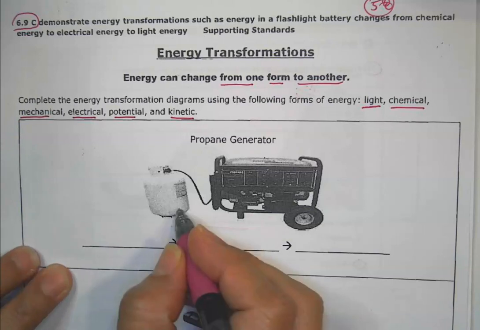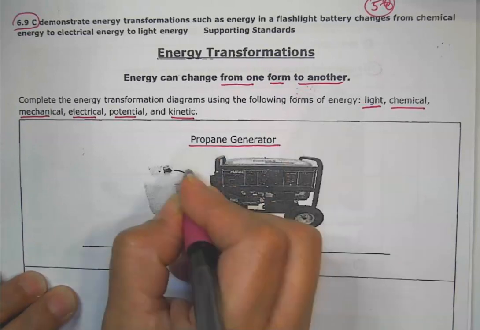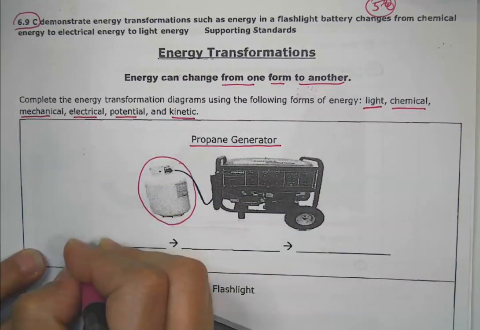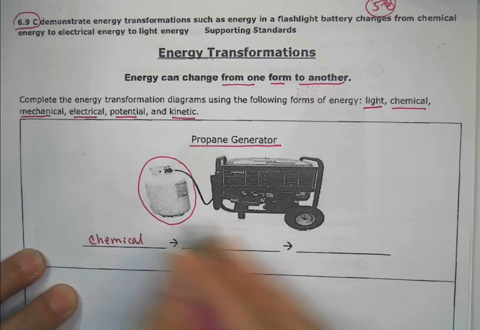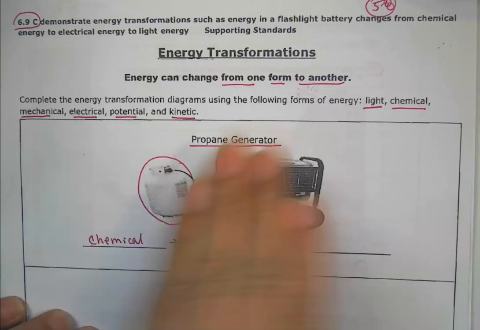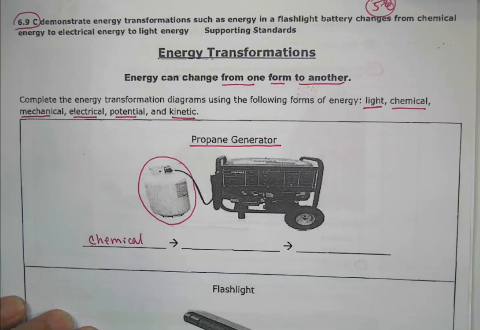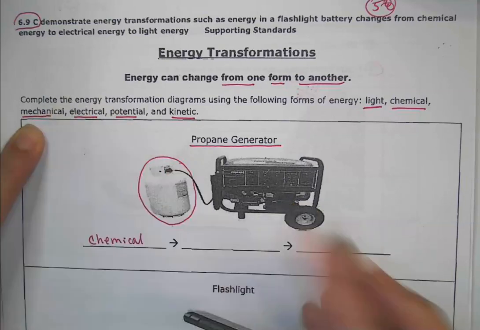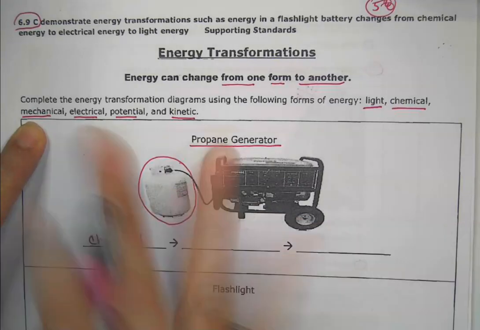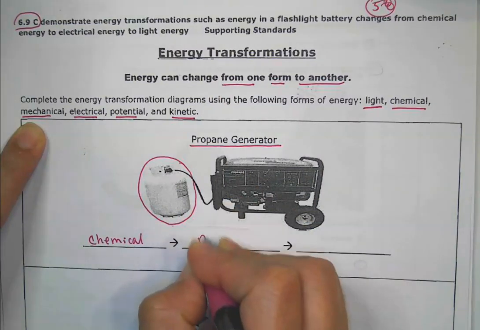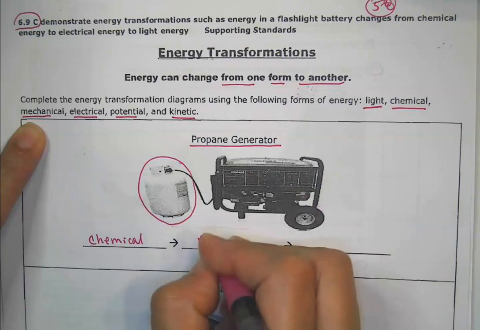So when I look at this one right here, we have a propane generator. When I look at the propane tank, I quickly think this is going to be chemical energy. These are chemicals. So I go from chemical energy, and the generator moves the motor so that the generator can produce electricity. So then we're going to have mechanical energy. Mechanical energy is the energy of objects, moving things. So moving parts, like me moving my fingers, that's mechanical energy. So right here, I'm going to say mechanical because of the motor that needs to turn.